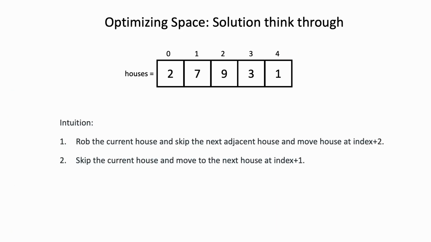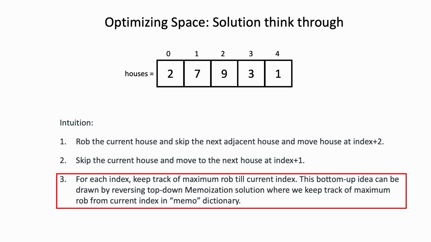Now let's talk about optimizing the space of the O of n solution. To optimize the space, it's important that this additional intuition comes in your thoughts, where we keep track of maximum rob till current index. This bottom-up intuition idea can be drawn by reversing the top-down memoization solution, where we keep track of maximum rob from current index.